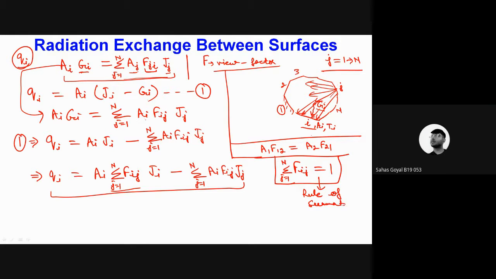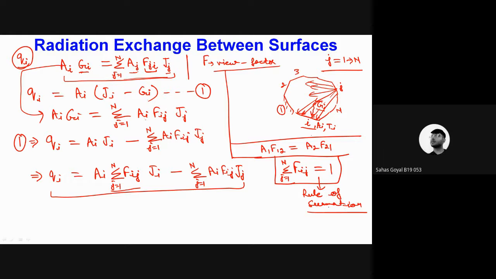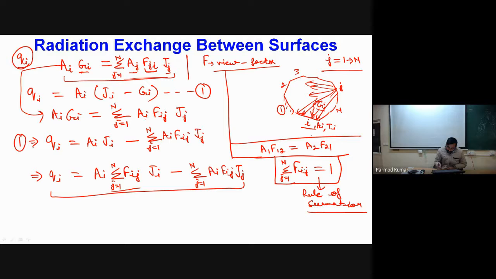Sir, why are we replacing this, to take the common out of it? Yes. Okay, so we are just replacing 1 with the summation of Fij, j varies from 1 to N. So from here I can say that Qi will be equal to nothing but Ai times summation of j varying from 1 to N into Fij, and Ji minus Jj.